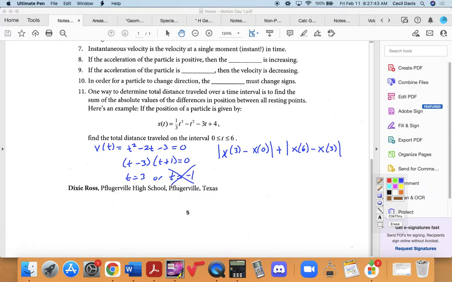So this could be a problem where, like, if a particle was moving positive and then moved back to the negative, but you want the total distance. Correct. Just use an integral for this. Yes.